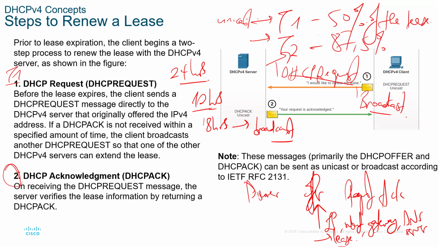So in summary, steps to renew, we have the request, which is sent at T1. If not responded at T2, a broadcast request is sent. If not responded, then the lease expires. If responded, the server responds with an acknowledgement, which basically renews the lease.